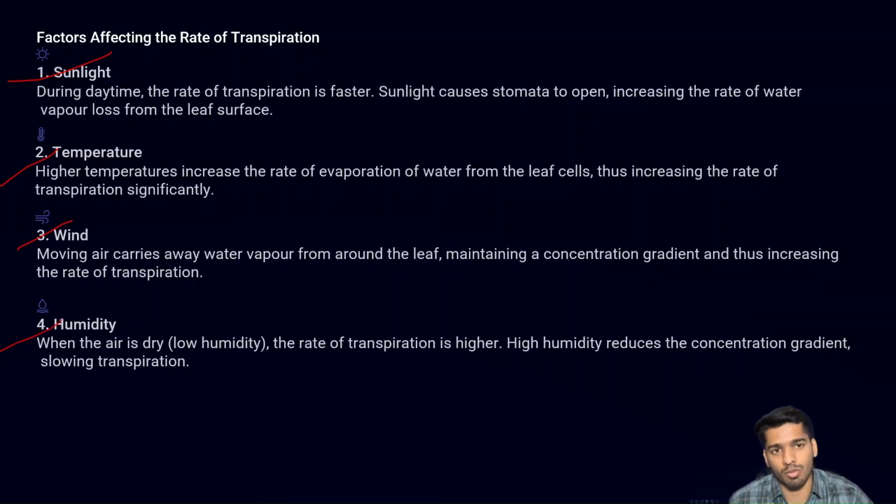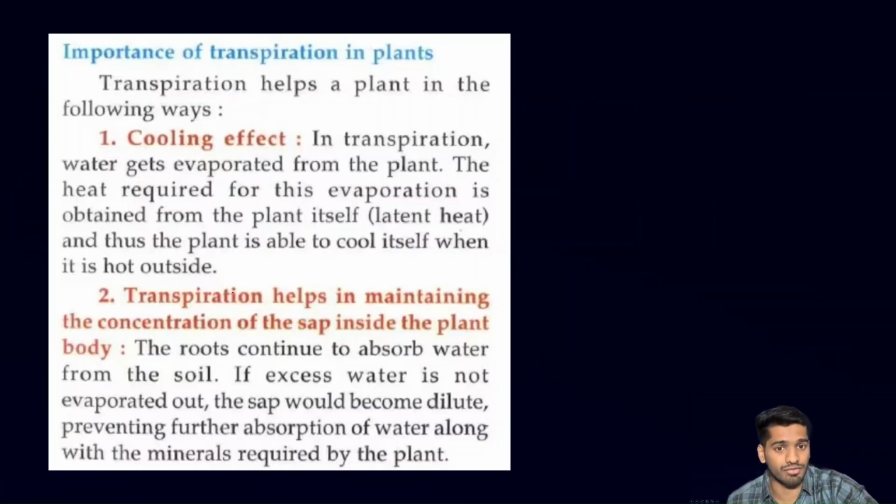And the last one is humidity. What is humidity? Humidity is nothing but the water vapor in your atmosphere. So if there is already water vapor in your atmosphere, do you think you will be able to afford more water vapors from your plant? No. So if there is too much humidity, the rate of transpiration is reduced, because in your atmosphere there are water molecules from the beginning only. So that is humidity. These are the four factors that you need to remember, which are affecting your rate of transpiration. Now, the importance of transpiration in plant.